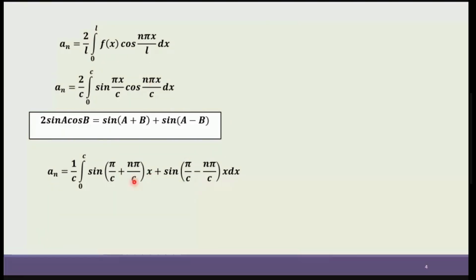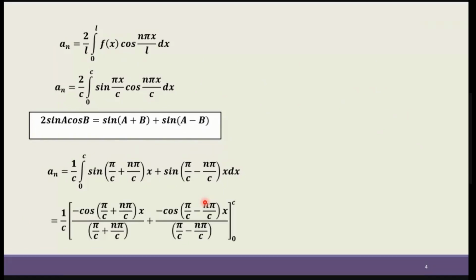So now you have got two different functions, sin(A+B) plus sin(A-B). Now we have to integrate both separately. The integration of sin is minus cos. So integrating, sine integration is minus cos upon the constant part. Here also, plus, sin's integration is minus cos upon the constant.